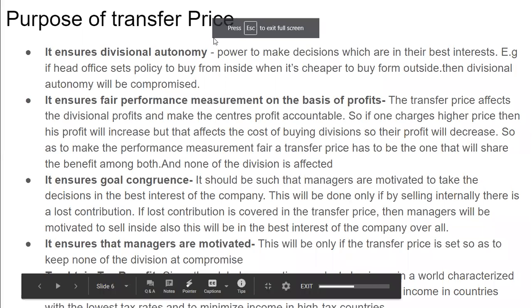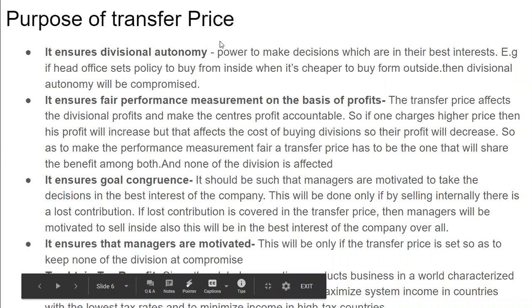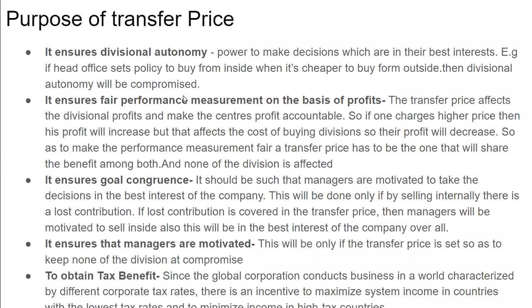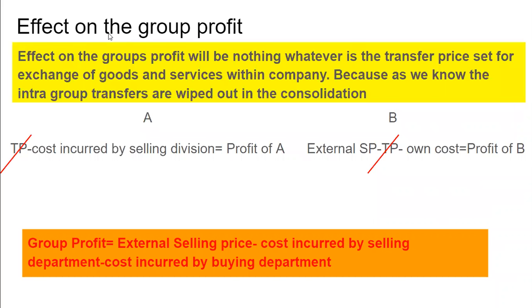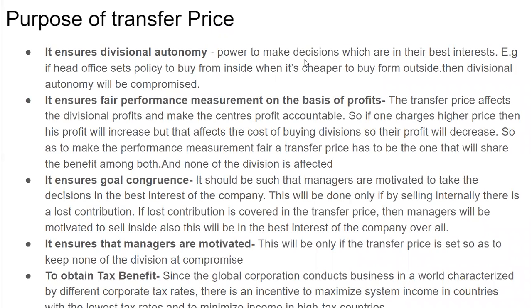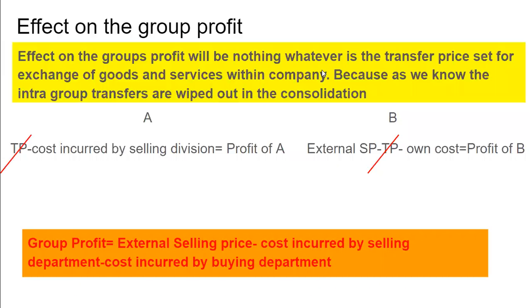So what is the purpose of transfer price and the transfer price rules? As we're talking about divisions, divisions have the autonomy to take their own decisions. At times the head office may be forcing a buyer, who could buy from the external market where it's cheaper, to buy internally. In that case his divisional autonomy would be compromised.